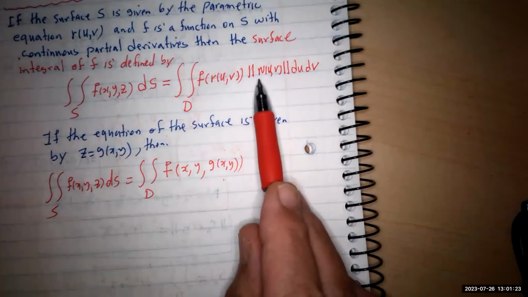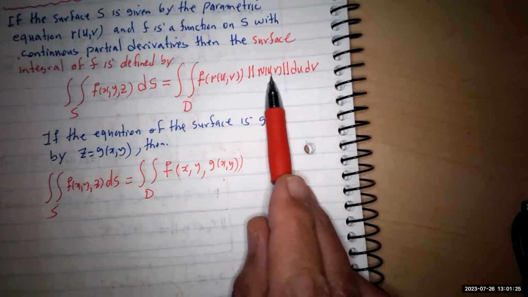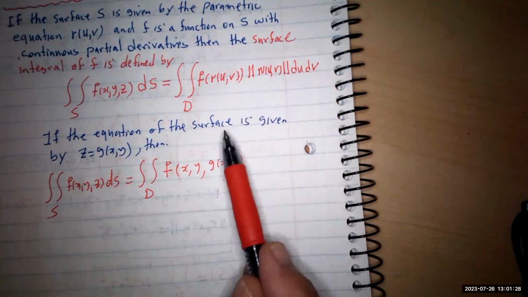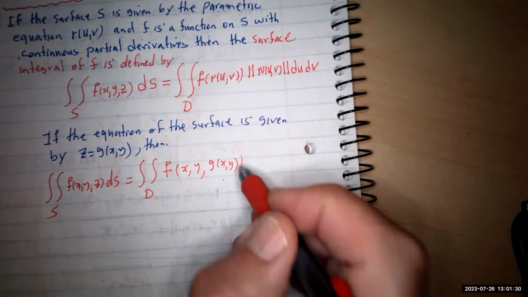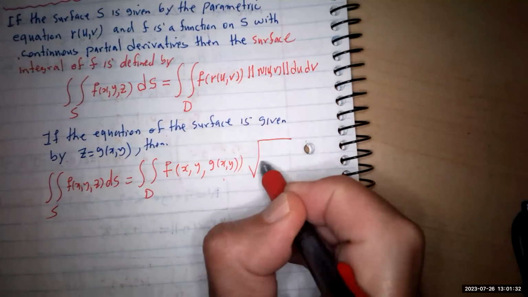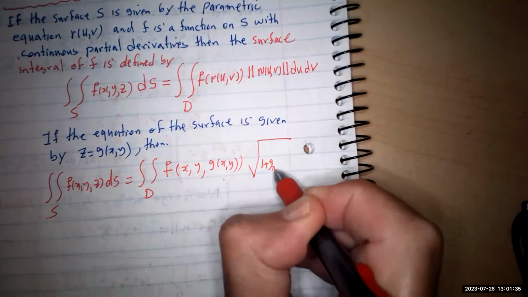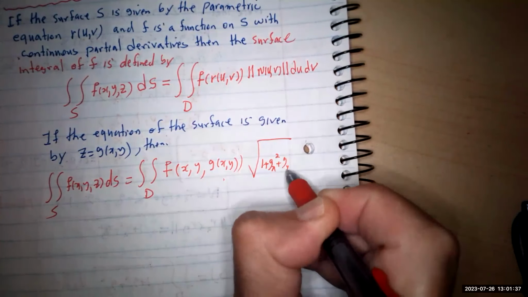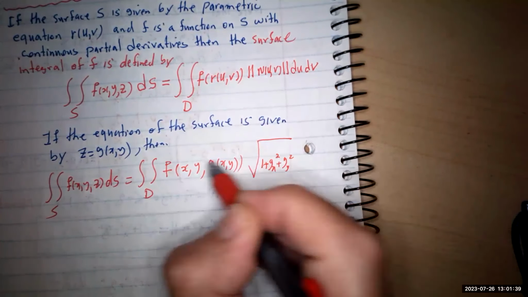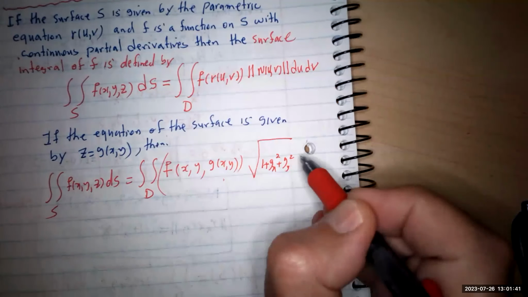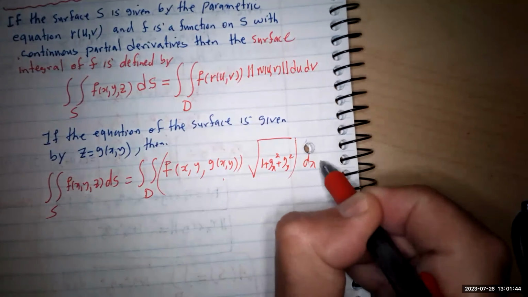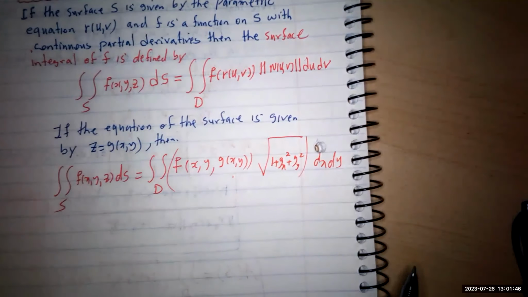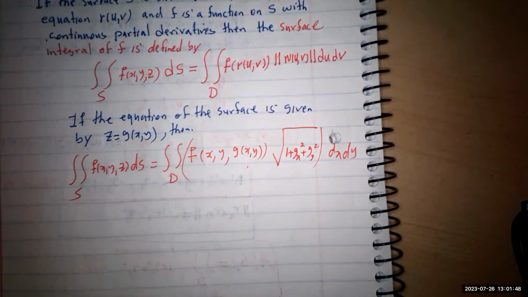Then the norm of the normal vector. In this case, you do have the norm of the normal vector, and that norm is the square root of 1 plus g sub x squared plus g sub y squared. So when you're done with everything over here, this is going to be dx dy. It's the same thing, but it's nice to have it so that you are not confused and you can do it right away to get this surface integral.